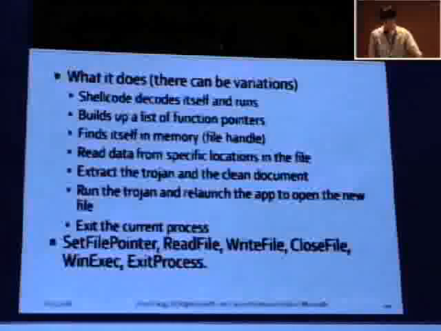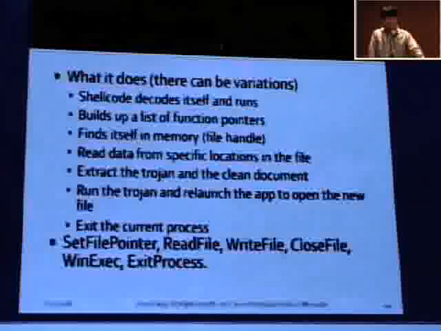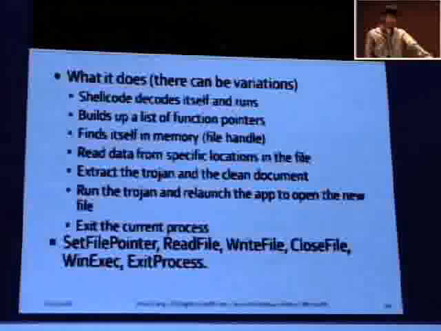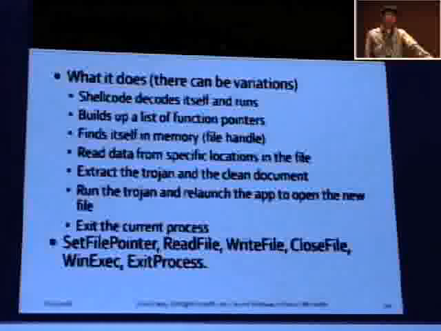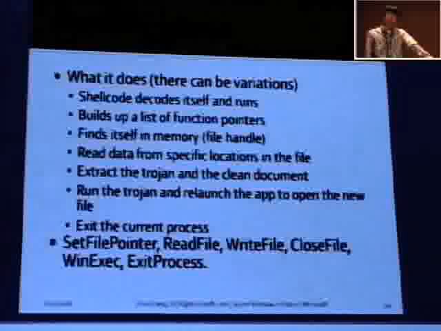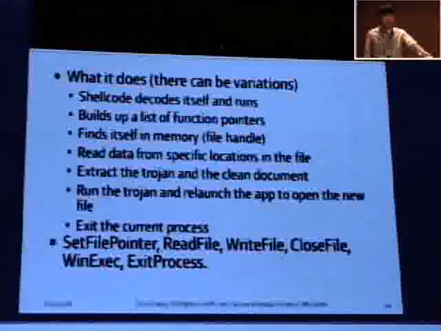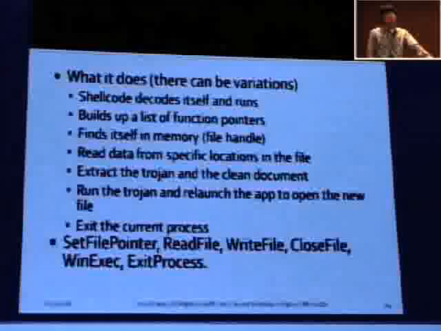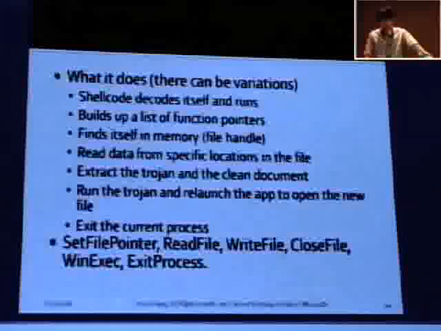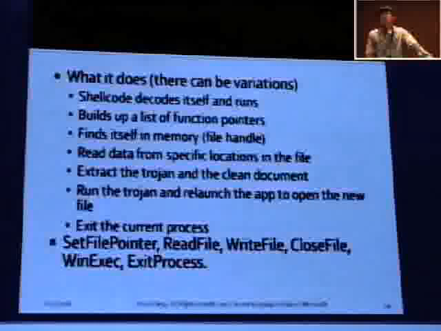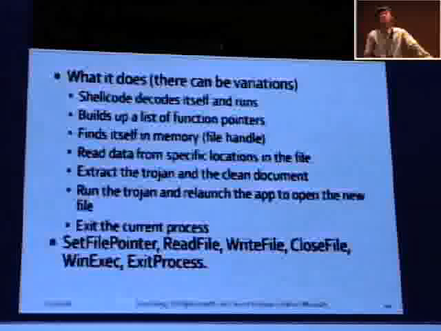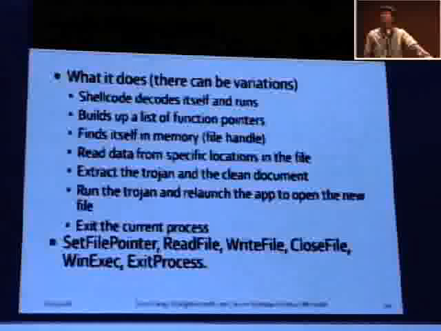All right, so here's what it does. The shellcode runs, decodes itself, and builds up a list of function pointers it needs: CreateFile, SetFilePointer, WriteFile, WinExec, CreateThread. Sometimes GetTempPath, to get your temp directory. So that's what it'll do. It'll extract the Trojan and then write it to the temp directory.